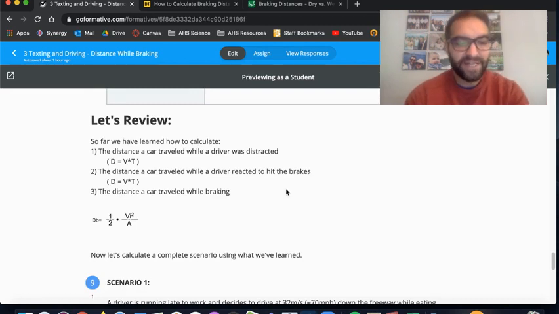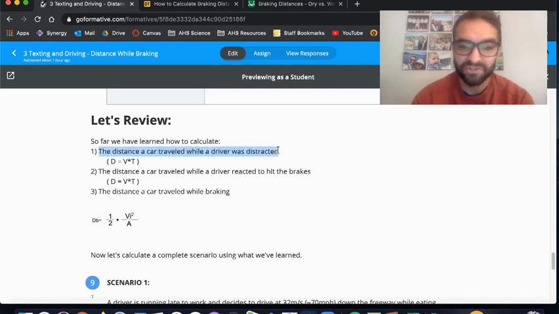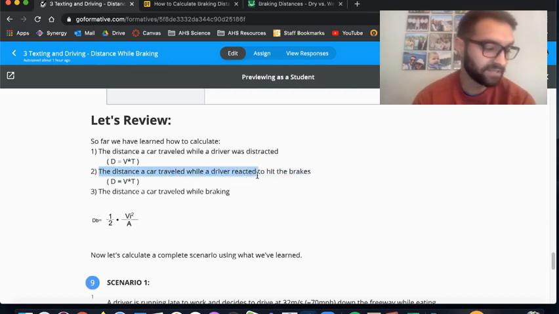All right, so now this is kind of like the finale of these three activities, and you're going to see that it's really a complete scenario. So let's review. So far, we've learned how to calculate the distance a car traveled while distracted, which is our distance equals velocity times time. Then we just finished the distance a car traveled while a driver reacted to hit the brakes.